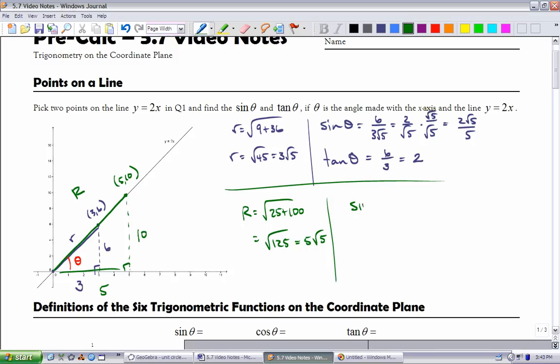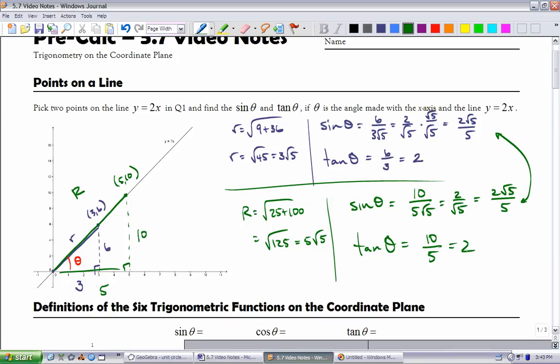Now, if we look at sine of theta in this case, you'll see that here we'll have 10, which is the opposite of the angle, over the hypotenuse, which was 5 square roots of 5. And if we reduce that, we get 2 square roots of 5, and if we rationalize that, we get 2 square root of 5 over 5. Notice, these are the same. Okay? And if we take the tangent of theta, you'll also find that this is 10 over 5, which equals 2.